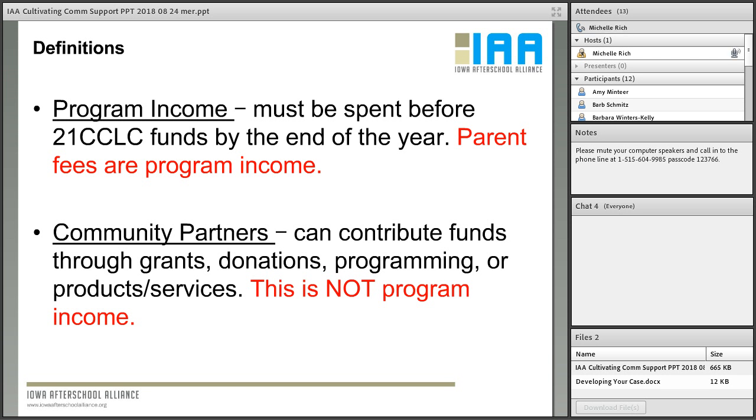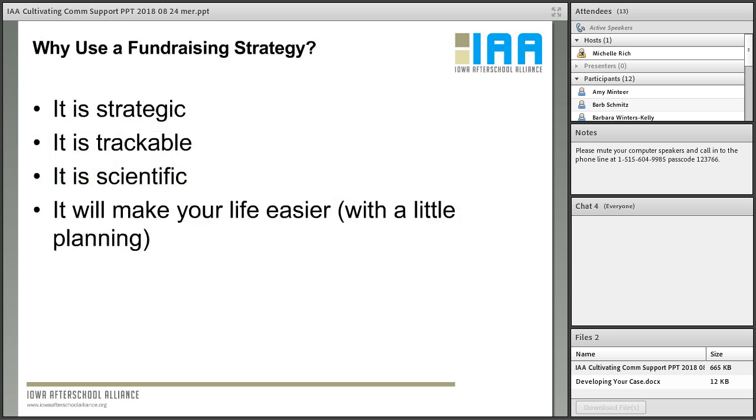And really, the idea of thinking about grants, donations, programming, or products and services as community partnership contributions, really, in fundraising speak, it's all an ask. So that's why we lump them together, and we are thinking about them holistically in this training.